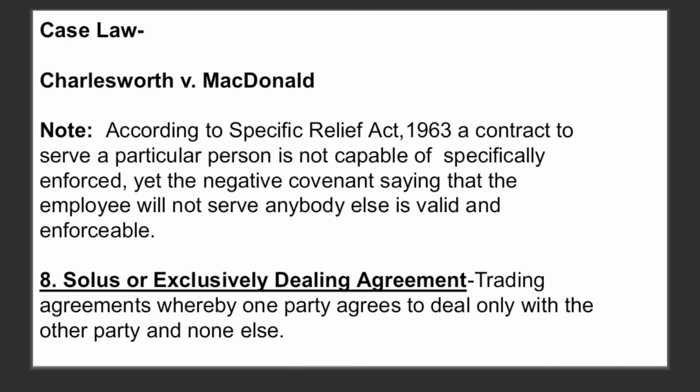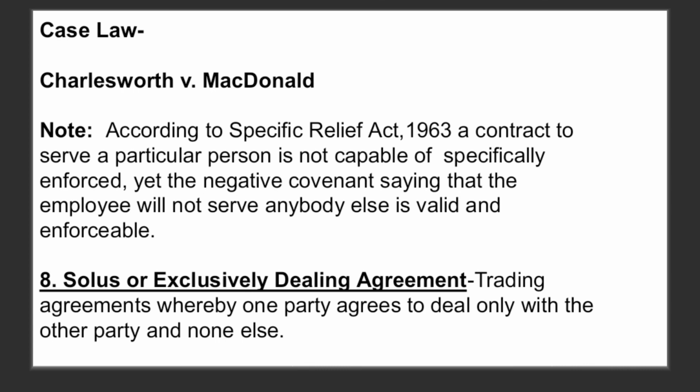Now the last exception is solus or exclusive dealing agreement. So it is known by both the names, either solus agreement or exclusive dealing agreement. So what is that firstly? The trading agreement whereby one party agrees to deal only with the other party and none else is the solus dealing agreement or exclusive dealing agreement. For example, an agreement to sell all the salt procured during a certain period to a particular buyer only.